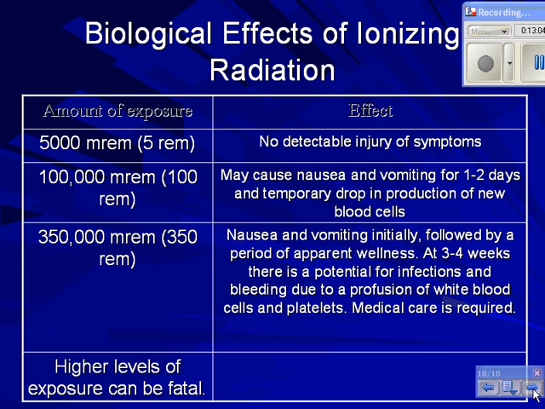When you get up to about 100 rem, that can start to cause vomiting and nausea for a couple of days, and your body will stop producing blood cells. So that's not so good. If you get up to about 350 rem, you get nausea and vomiting at first, then you suddenly feel better, and then 3 to 4 weeks later you get infections and bleeding, and you will need to go to the hospital. And higher than 350 rem will probably kill you.